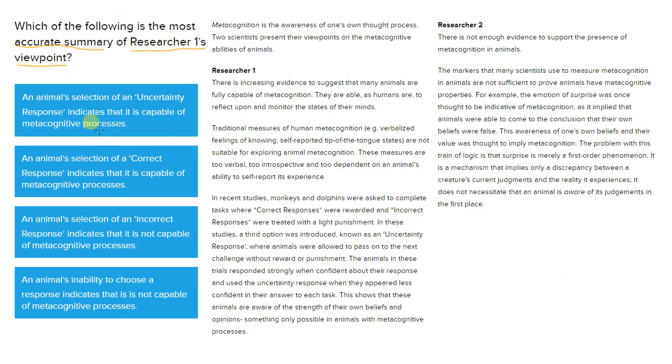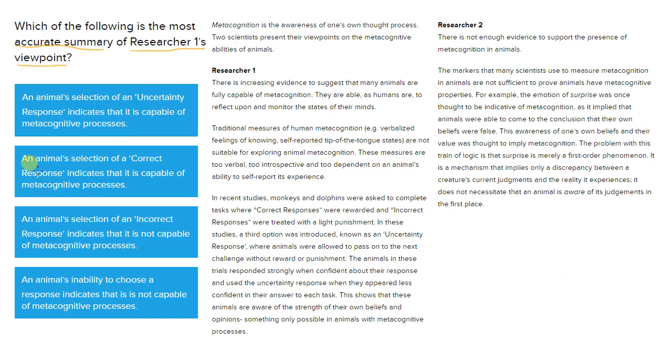When you get this kind of question, I usually go through the answer choices and see which one makes sense or doesn't make sense based on what I read in the passage, especially because sometimes they're very specific and you don't know exactly what they're talking about. So in this case, we'll read answer choice 1. An animal's selection of an uncertainty response indicates that it is capable of metacognitive processes.